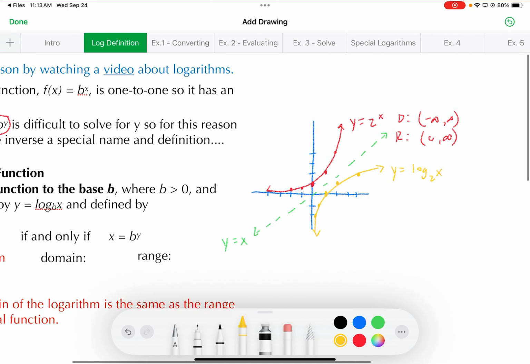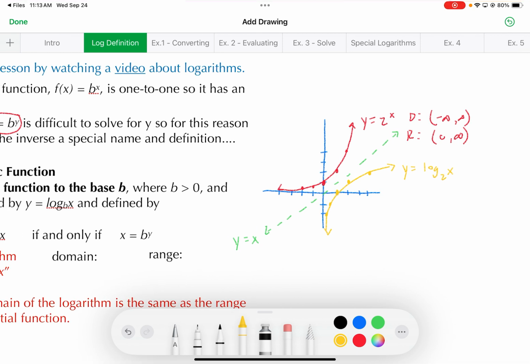Okay, so what does the domain appear to be of that? 0 to infinity, right? Which it should, because that comes from the range of the inverse. Now, what is the range of this logarithmic function? All real numbers, right?